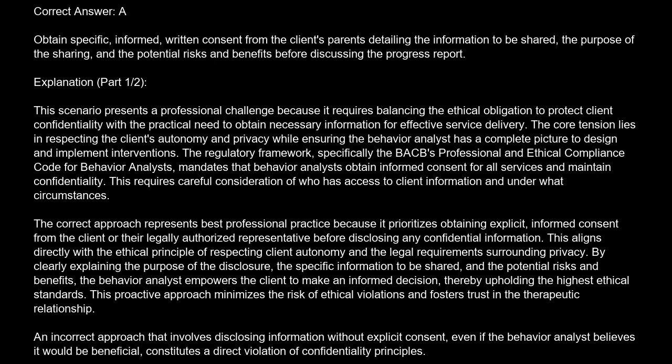The correct approach represents best professional practice because it prioritizes obtaining explicit, informed consent from the client or their legally authorized representative before disclosing any confidential information. This aligns directly with the ethical principle of respecting client autonomy and the legal requirements surrounding privacy. By clearly explaining the purpose of the disclosure, the specific information to be shared, and the potential risks and benefits, the behavior analyst empowers the client to make an informed decision, thereby upholding the highest ethical standards. This proactive approach minimizes the risk of ethical violations and fosters trust in the therapeutic relationship.